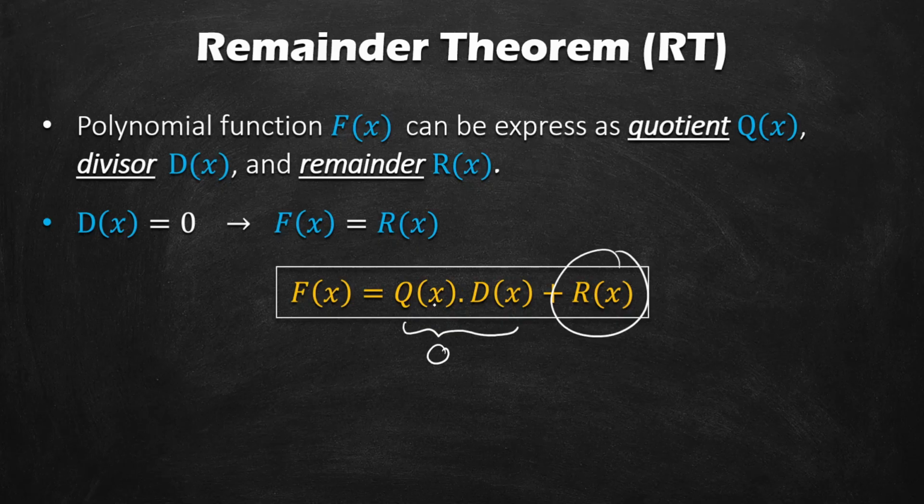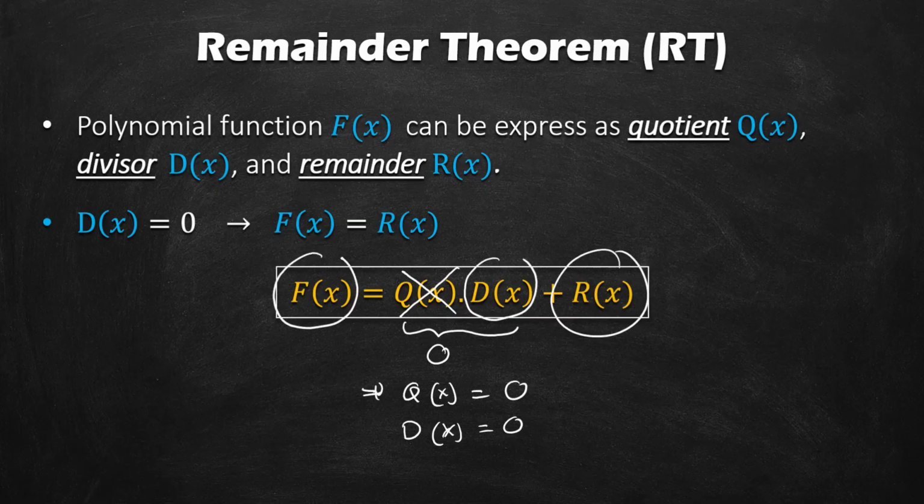And in order for this part to become 0, we either set q(x) equals to 0 or d(x) equals to 0. But here in remainder theorem, we can ignore q(x). Why? Because the important information in remainder theorem is d(x) and r(x) and sometimes f(x).